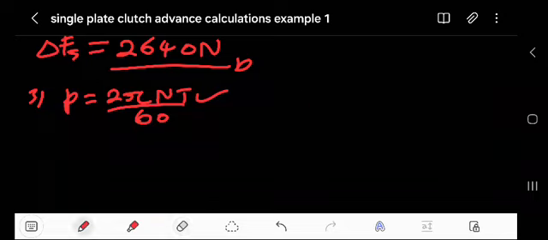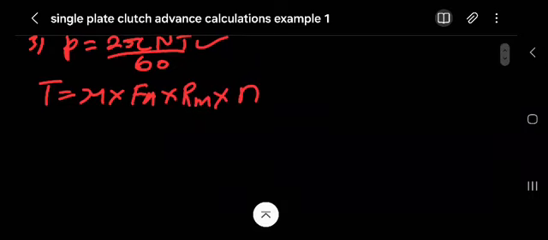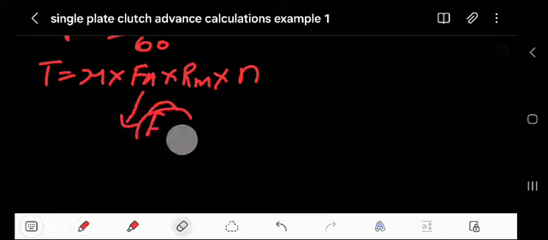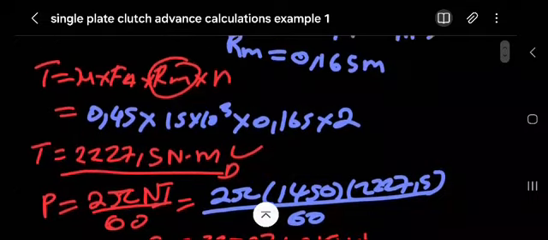So yeah, then what about torque? We know it's coefficient of friction multiplied by axial force, multiplied by Rm multiplied by the number of contact surfaces. But we don't have Fn. If I check axial force, we want axial force for worn. You cannot use this one. You must be very careful.